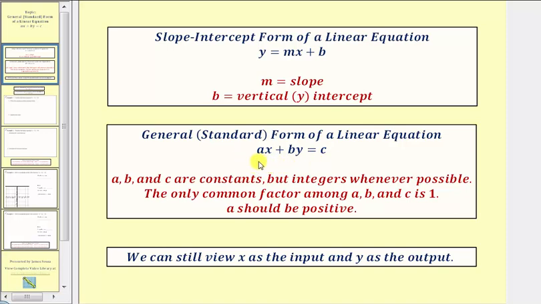When we have a linear equation in this form, a, b, and c are constants, but integers whenever possible, which means decimals and fractions should be avoided for the values of a, b, and c. The only common factor among a, b, and c is 1, and a should be positive. But for both equations, we can still view x as the input and y as the output. Just remember, a vertical line is the only line that's not a function. Let's look at an example.